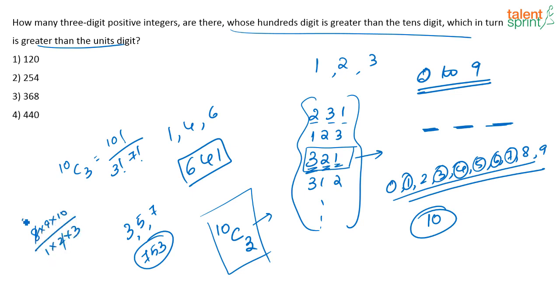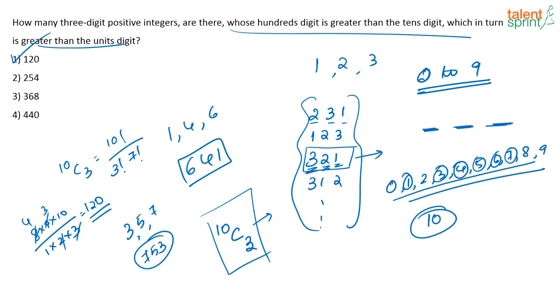So, what will be your answer? 120. So, there are 120 ways in which I can select these 3 numbers. Now, in each of these 120 ways that I am selecting, there will be one such number which will satisfy the condition. So, there will be 120 such numbers. What will be your answer? Your answer will be option 1, 120.